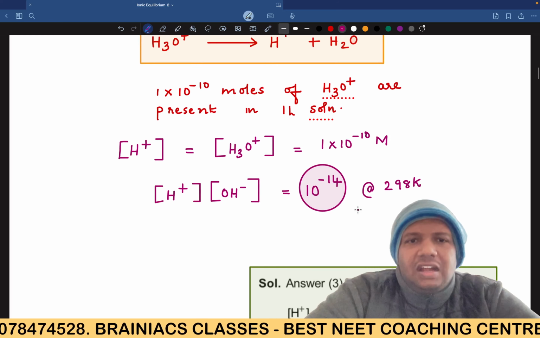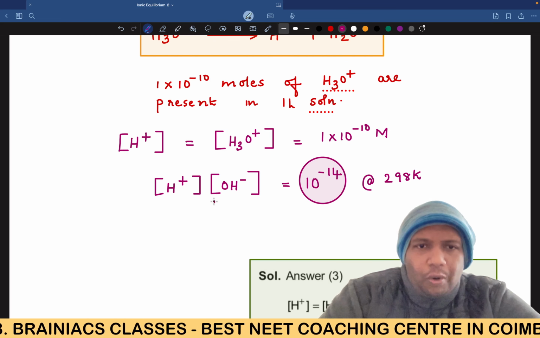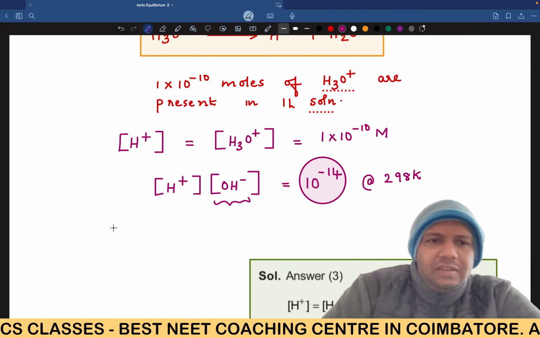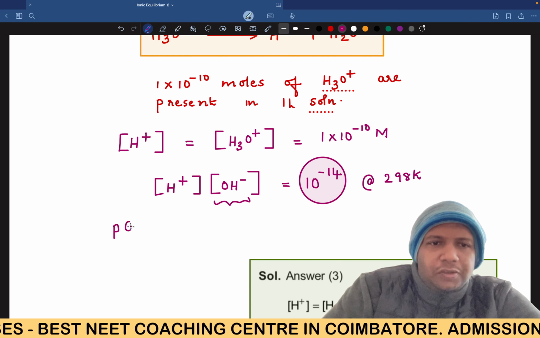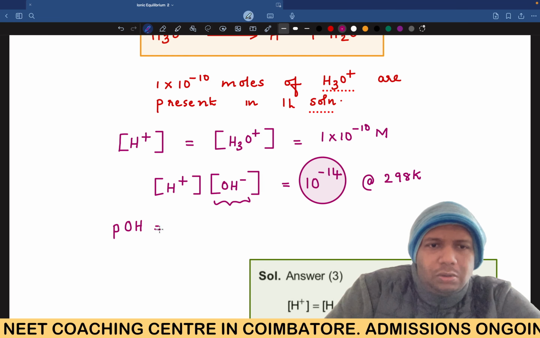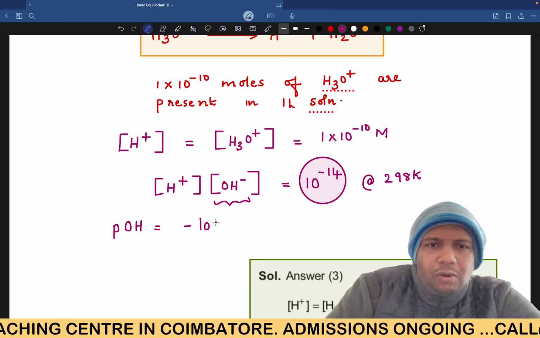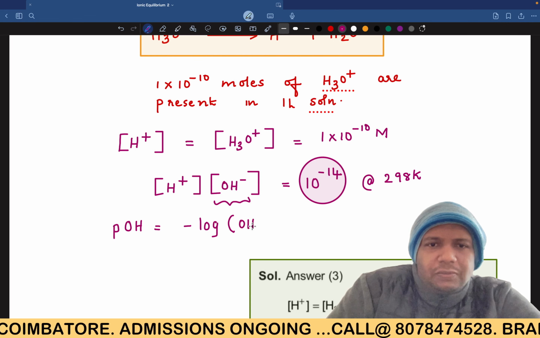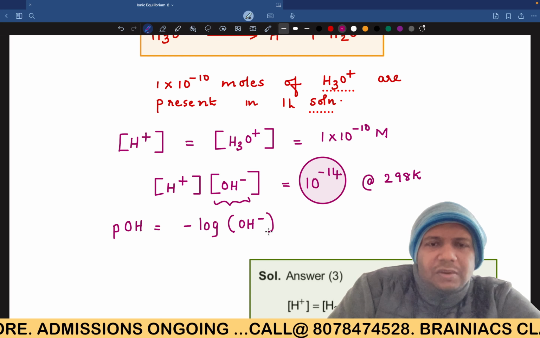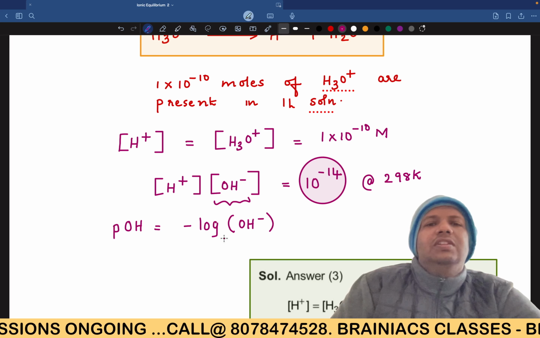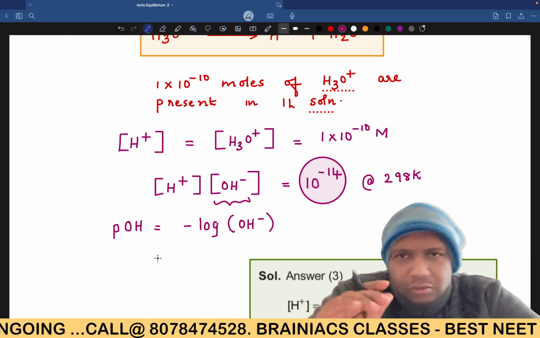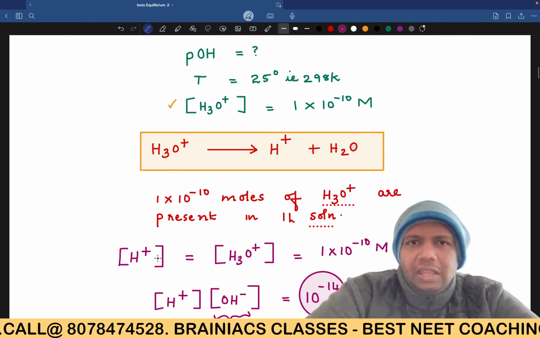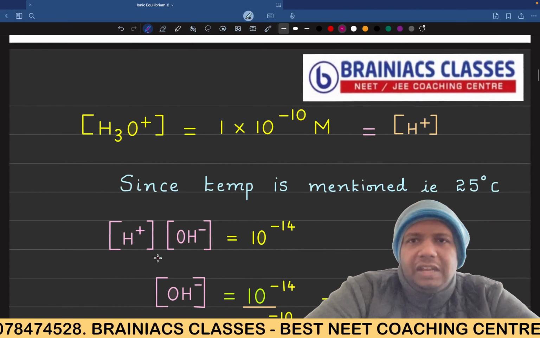So let's try to calculate what is OH minus from this one. Then we can put the equation pOH is equal to minus of log OH minus ion concentration. So if you do this, you can get the pOH value. So this is the concept actually. Okay, so let's try to see the problem in detail.